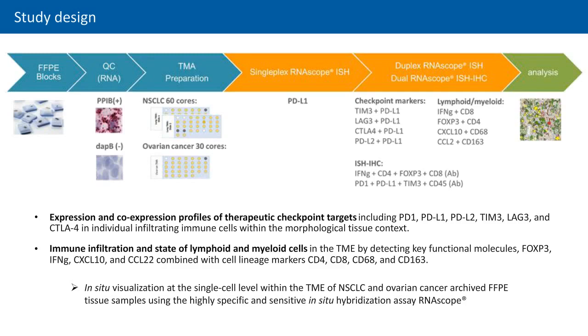Besides single-plex data for PD-L1 amongst other targets, we ran several checkpoint marker probe pairs, including PD-L1, combined with TIM3, LAG3, CTLA4, and PD-L2. The multiplex ISH IHC assay was used to visualize 3 checkpoint marker targets, being PD-1, PD-L1, and TIM3, simultaneously with the CD45 antibody as a marker for immune cells. The chromogenic duplex assay was also run for probe pairs indicative of different lymphoid and myeloid cell types and states, as was the multiplex ISH IHC assay for interferon gamma, CD4, and FOXP3 mRNAs combined with the CD8 antibody.